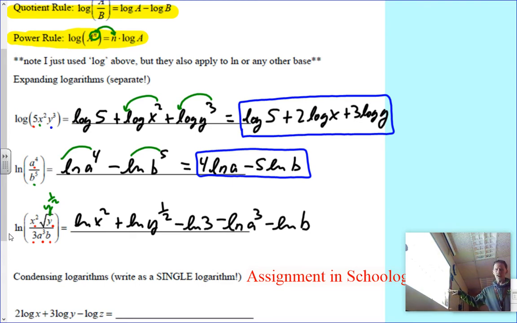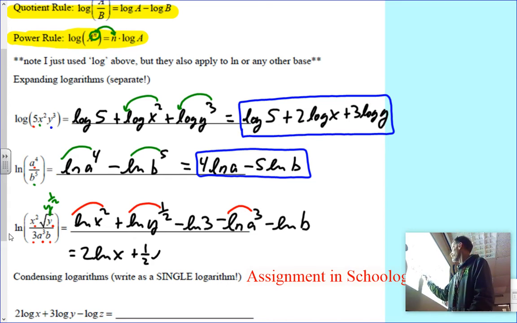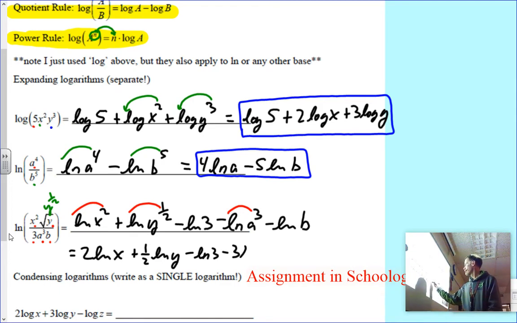Now, there are different ways to write that, but I think that's the easiest way to go through there. Now we can do our power rule. Anytime there's an exponent, it's going to come in front of that logarithm. So my final answer: 2 ln x plus 1/2 ln y minus ln 3, no exponent, minus 3 ln a minus ln b, no exponent on that one either. And that's your final answer.